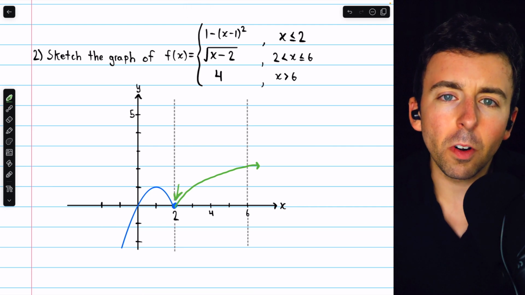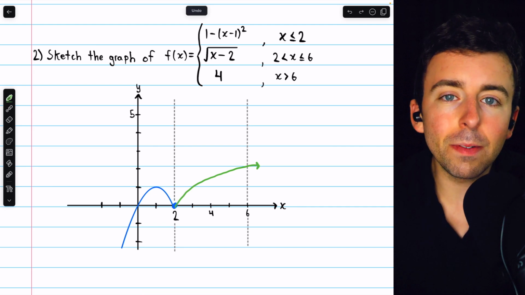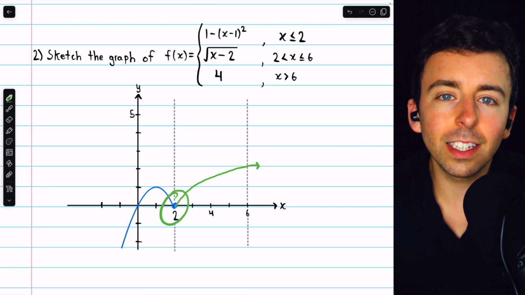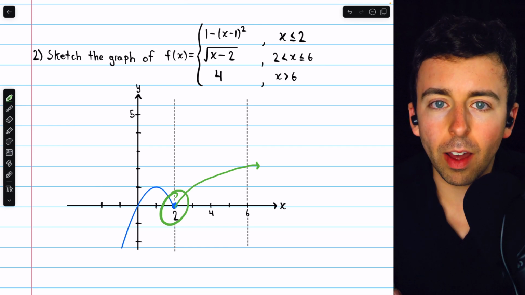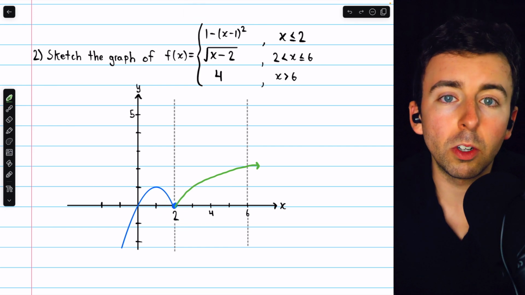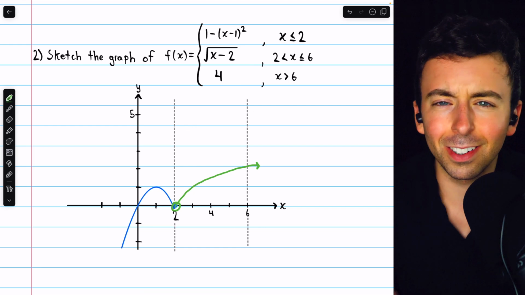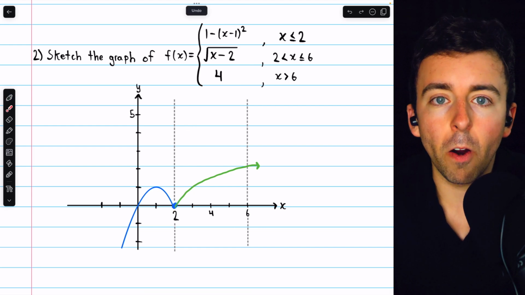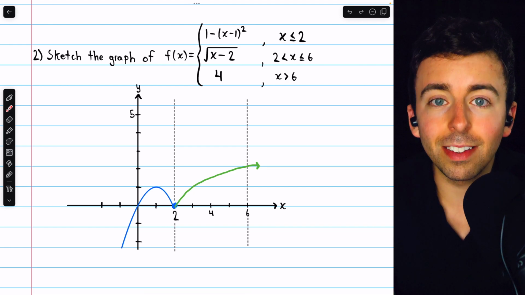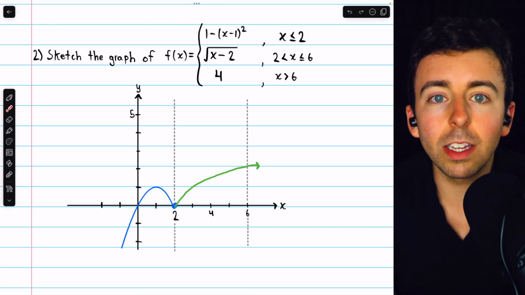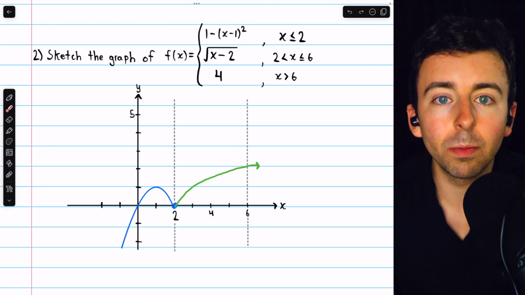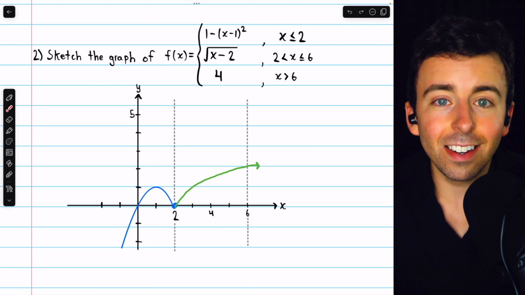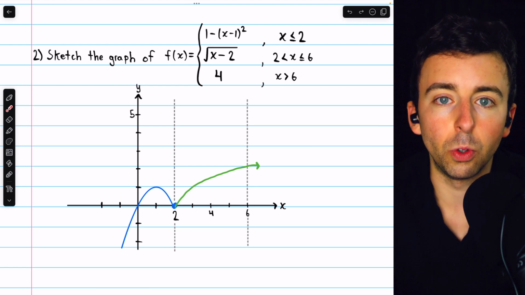Now, you may wonder about this point. The green part starts exactly where the blue part leaves off. So in green, should we draw an open circle or a closed circle? Ultimately, it doesn't really matter. The blue circle is already there and filled in, and all that's important is that we accurately represent that our function, the whole piecewise function, does take on a value of 2, 0.